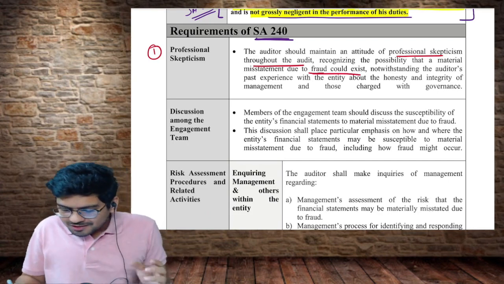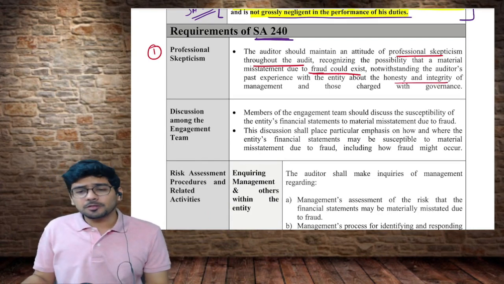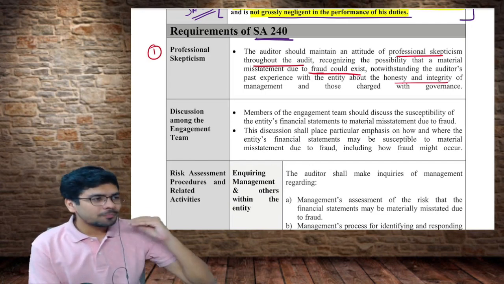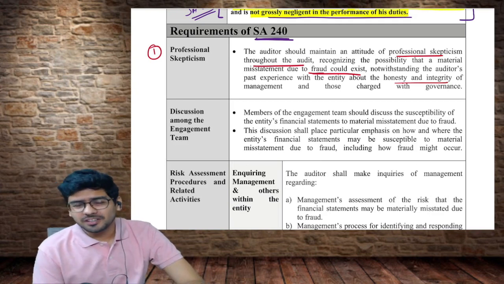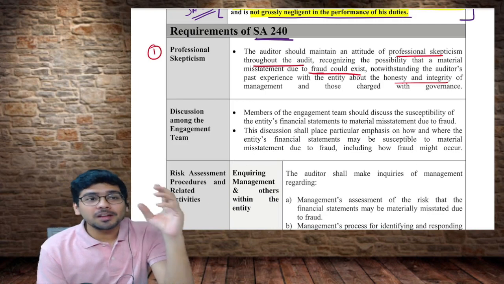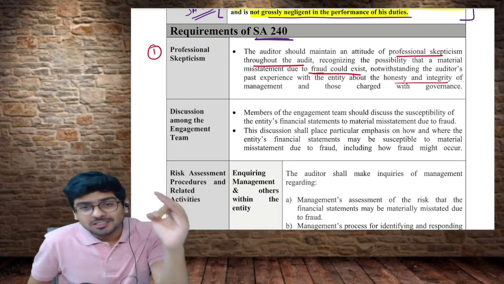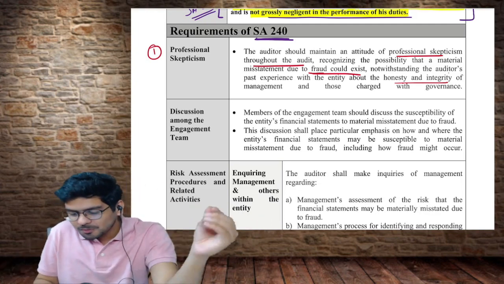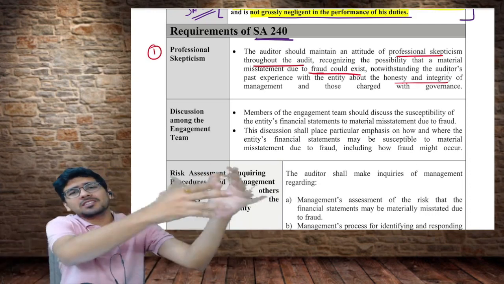Notwithstanding the auditor's past experience with the entity and about the honesty and integrity of the management. Let's say we have been auditing an entity for the past 2-3 years. The entity management or the owners portray that they are very humble, they are very honest, etc. But please ignore this fact. You just don't keep this thing in mind that these are honest people, they are not going to indulge in any fraud. You have to be always alert. Ignore this fact. It says notwithstanding the auditor's past experience with the entity about the honesty and integrity of the management. You have to be alert even though let's say they are very honest.